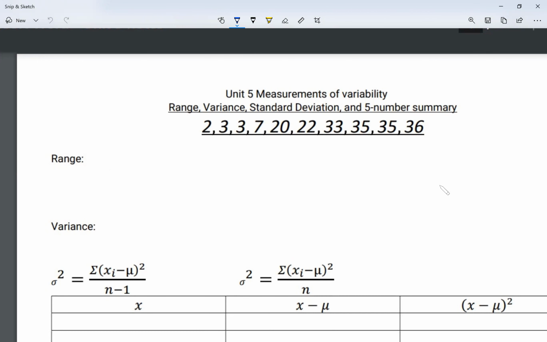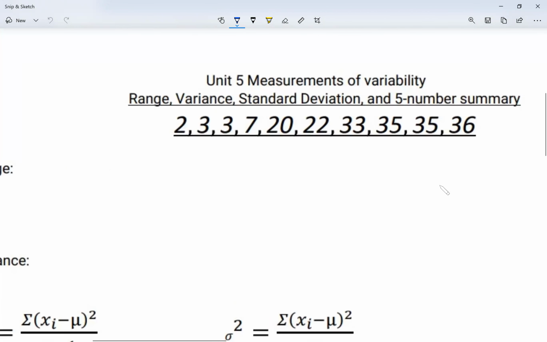So here, for example, my list up here, my lowest number is a 2. The biggest number is 36. So the distance between them, that means the difference between them, is basically subtract them. The large one minus the little one. So in this case, 36 minus 2, my range would be 34.